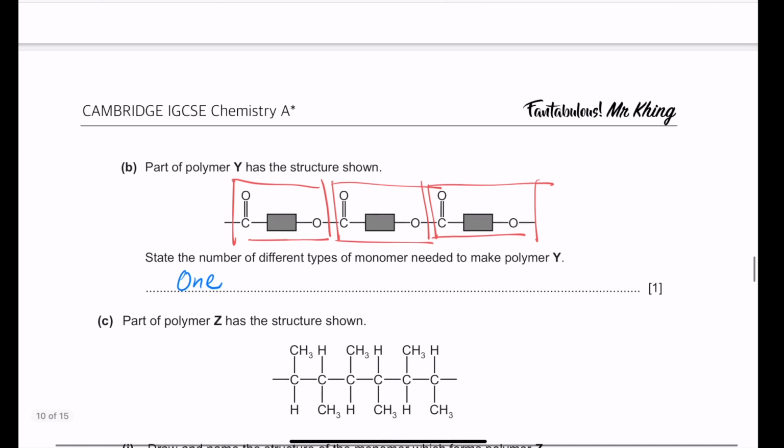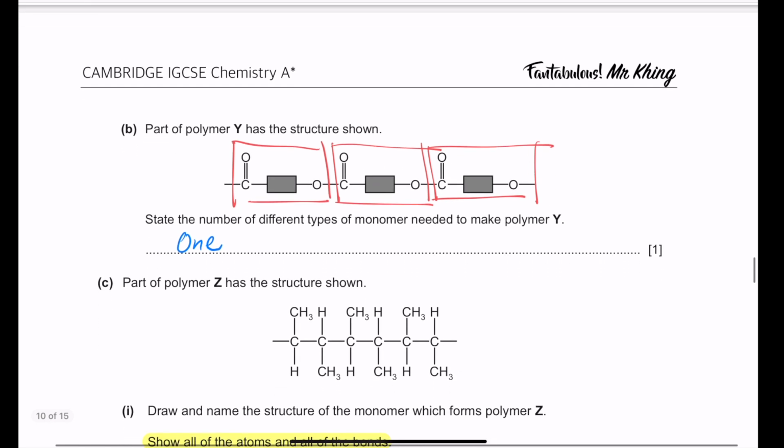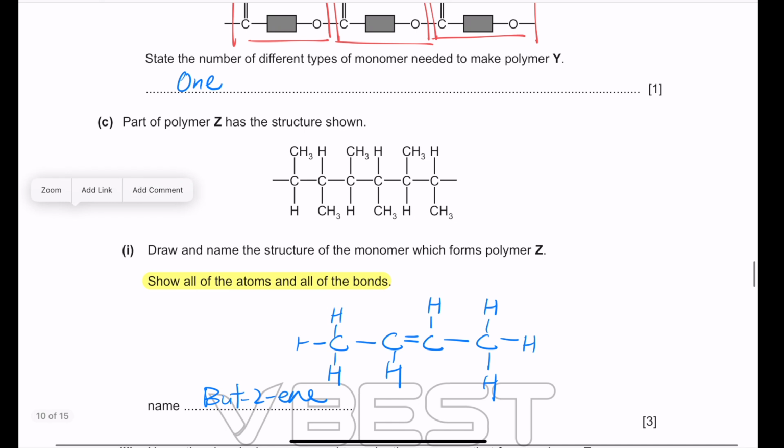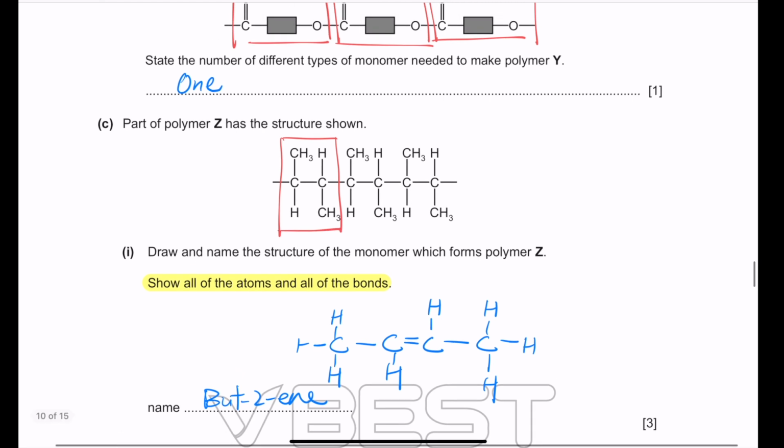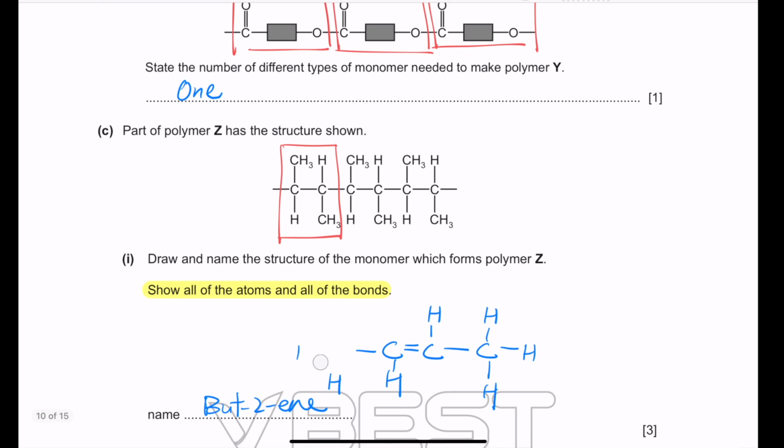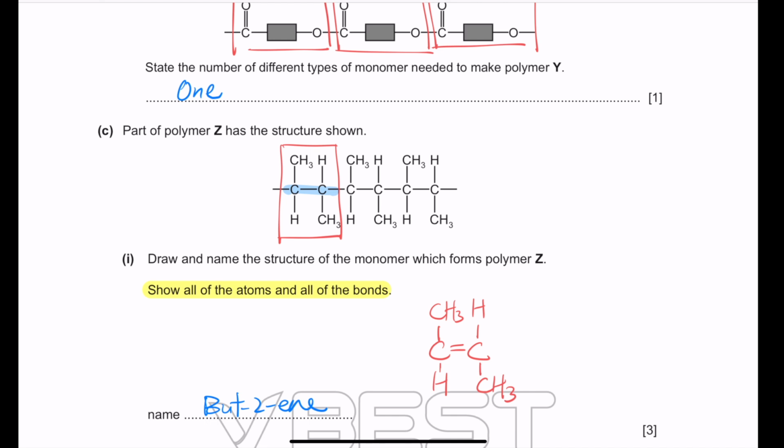Okay, and then you're asked to draw the monomer. Same thing, this is one repeat unit, isn't it? You're asked to show all the atoms and all the bonds, so you have to do it accordingly. Initially, how does it look? If you copy everything exactly the same, you put back the double bond in between these two carbons. C, and then CH3, H, CH3. But you cannot just leave the answer like this, because as mentioned here, show all the atoms and all the bonds. So you have to open it up.